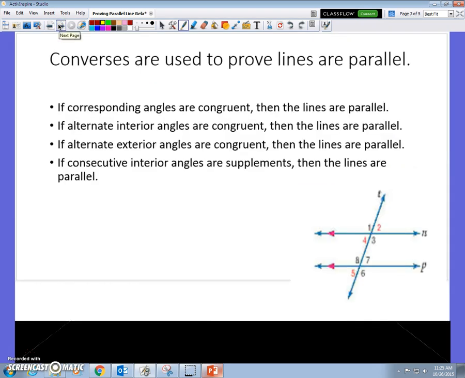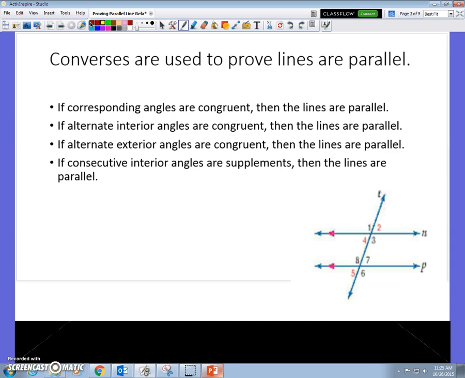All right, so converses of our theorems also help to prove that lines are parallel. So in these types of proofs, we're going to try to prove something is parallel. The first type of proof, we're trying to prove that angles are congruent using the parallel lines theorems. So if corresponding angles are congruent, then the lines are parallel. Usually we say if the lines are parallel, then the corresponding angles are congruent. So we're just flipping it around.